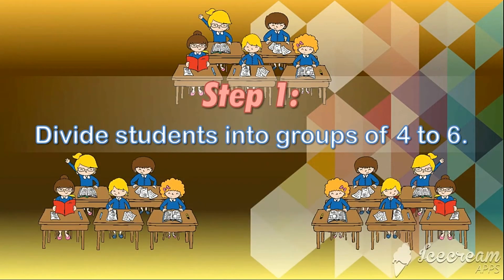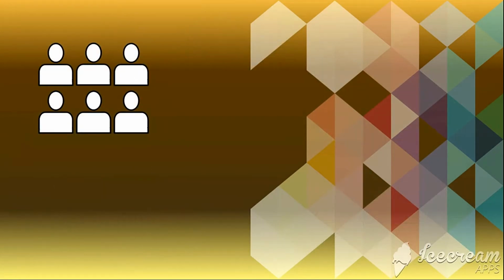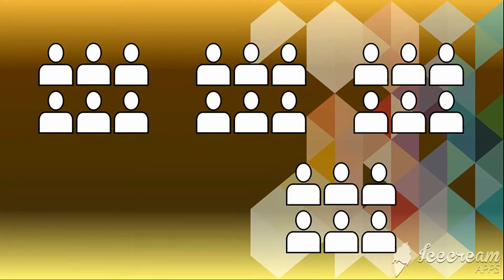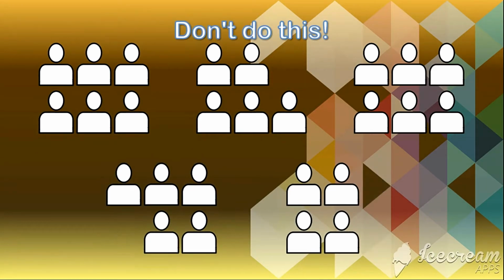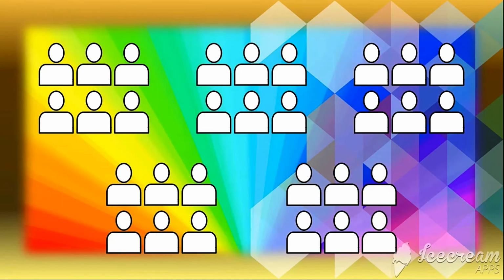Step 1 is to divide students into groups of 4 to 6 people per group. Jigsaw works best when you have the same number of students in each team. So avoid having some groups of 4, some of 5, and some of 6. Later in this video, I'll show you what to do if you can't divide students into perfectly even teams.